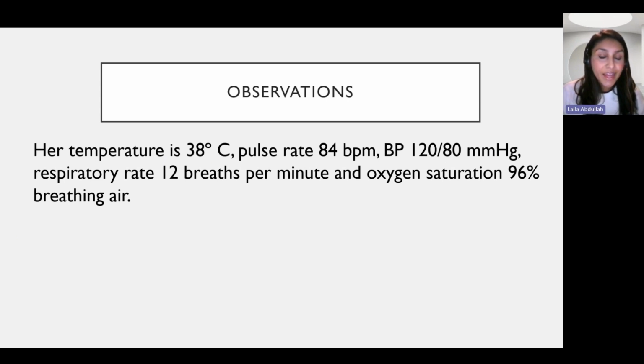So for observations, it's always useful, again, to just have your style guide to hand on your desktop when you're writing questions, and simply copy over the observations that you want to include, and then you can exchange them for the patient in your scenario.